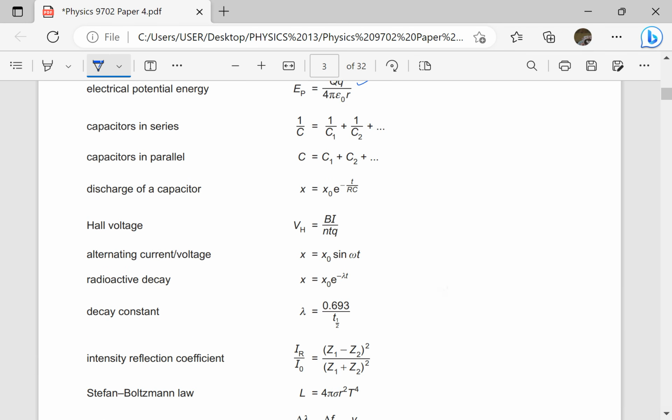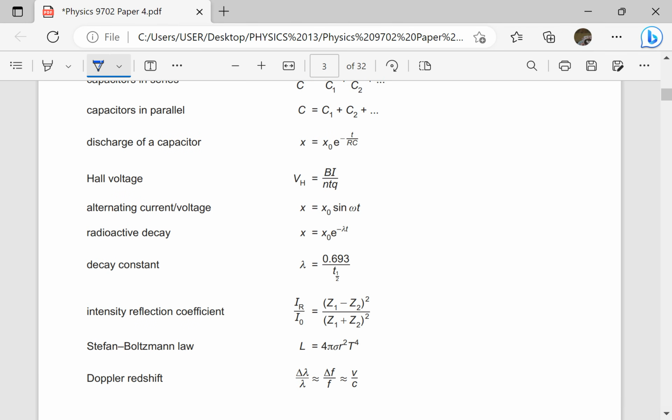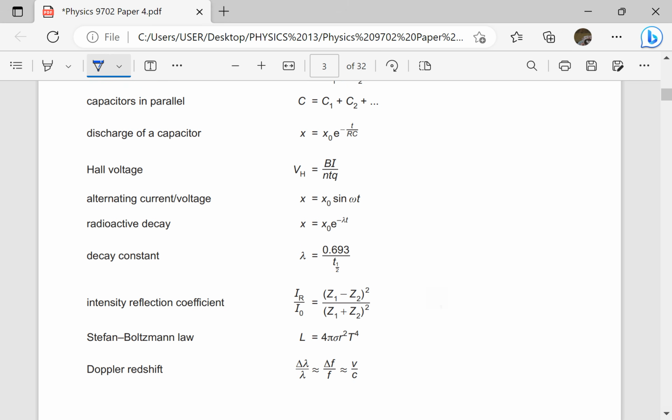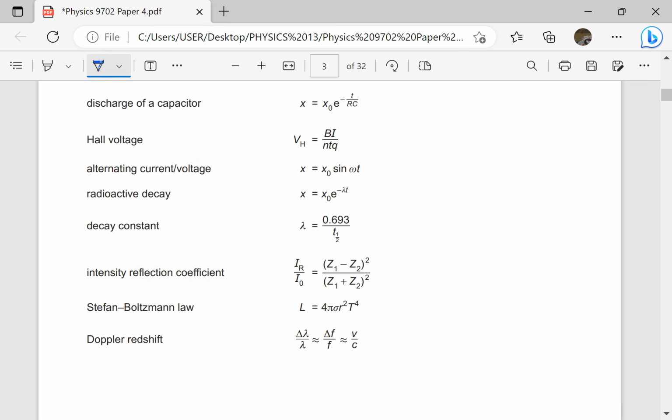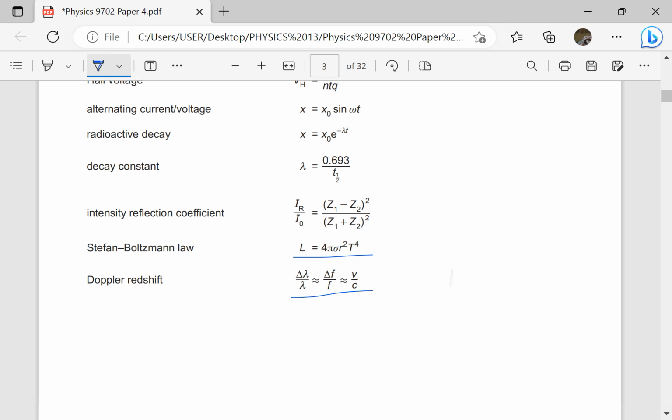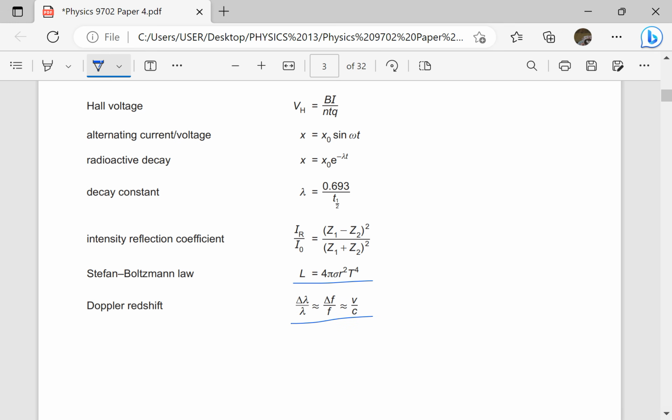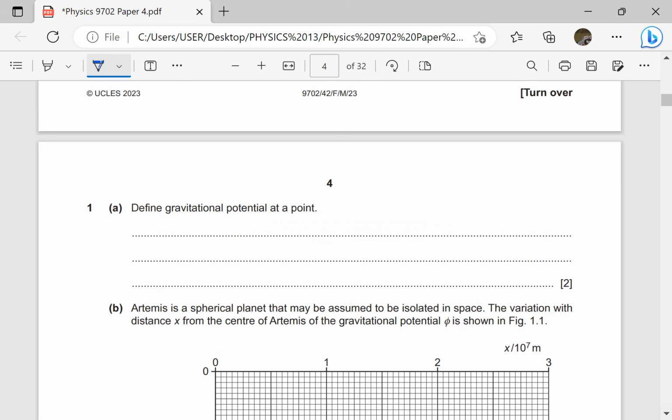Okay. So Hall voltage, alternating current, all these ones we are used to. Stefan-Boltzmann law, I think this is new. Doppler redshift, that is also new because in the old series that was not there, but starting 2022, these were there. Okay, let us start now.